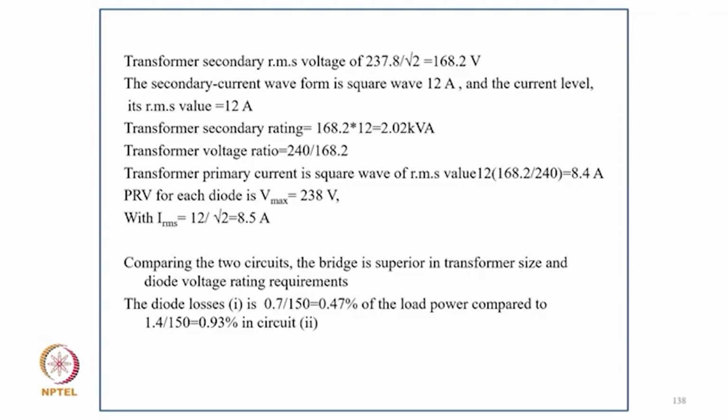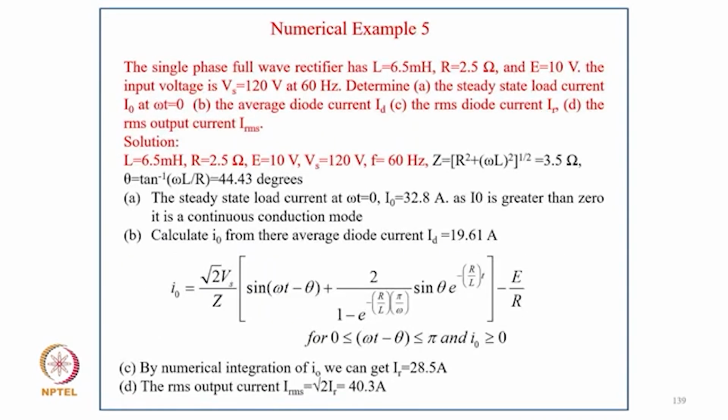Comparing the two circuits, bridge is superior in transformer size and diode voltage rating requirement, and the diode loss is 0.7 divided by 150, 0.47 percent of load power, compared to 1.4 divided by 150, 0.9 percent in case of the second.